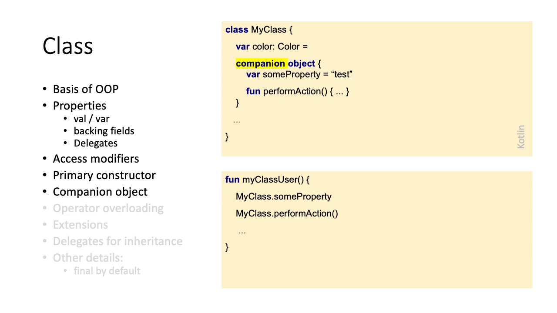However, if the object is qualified with the companion keyword, the properties of the object can be accessed like static in Java. There is no object name anymore. So when you use the object, you specify the class and the object directly. In here, you see my class, some property.